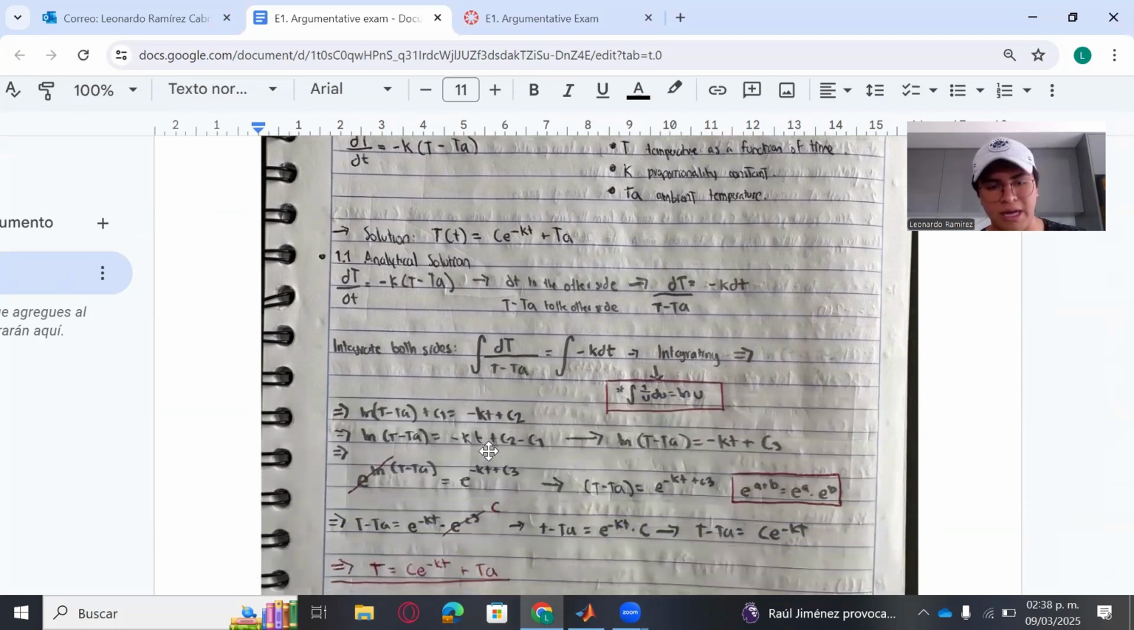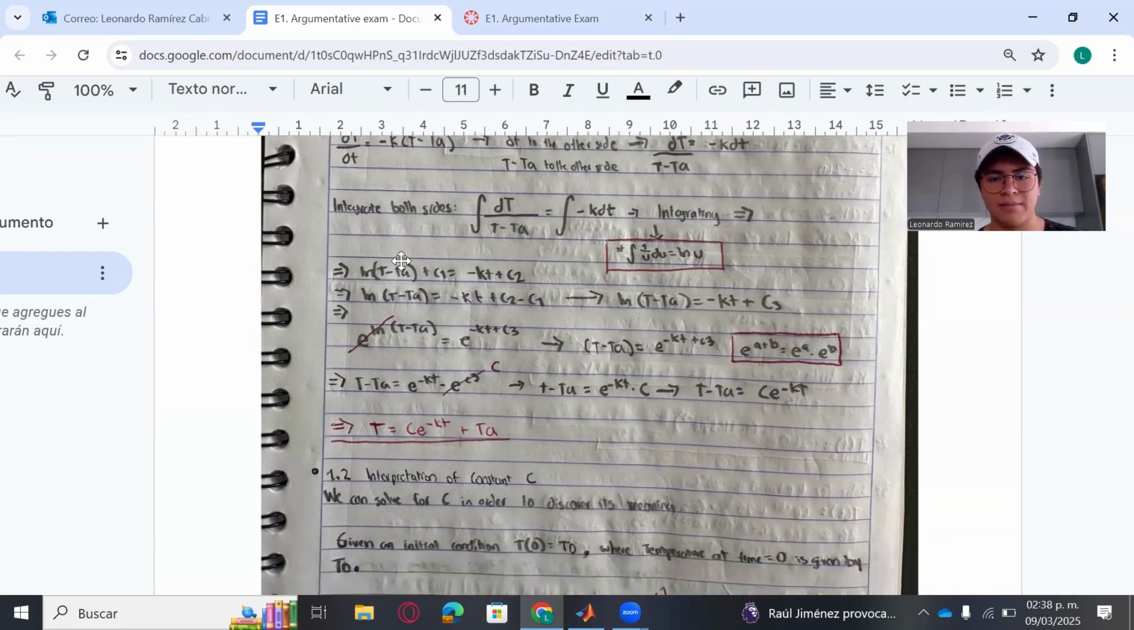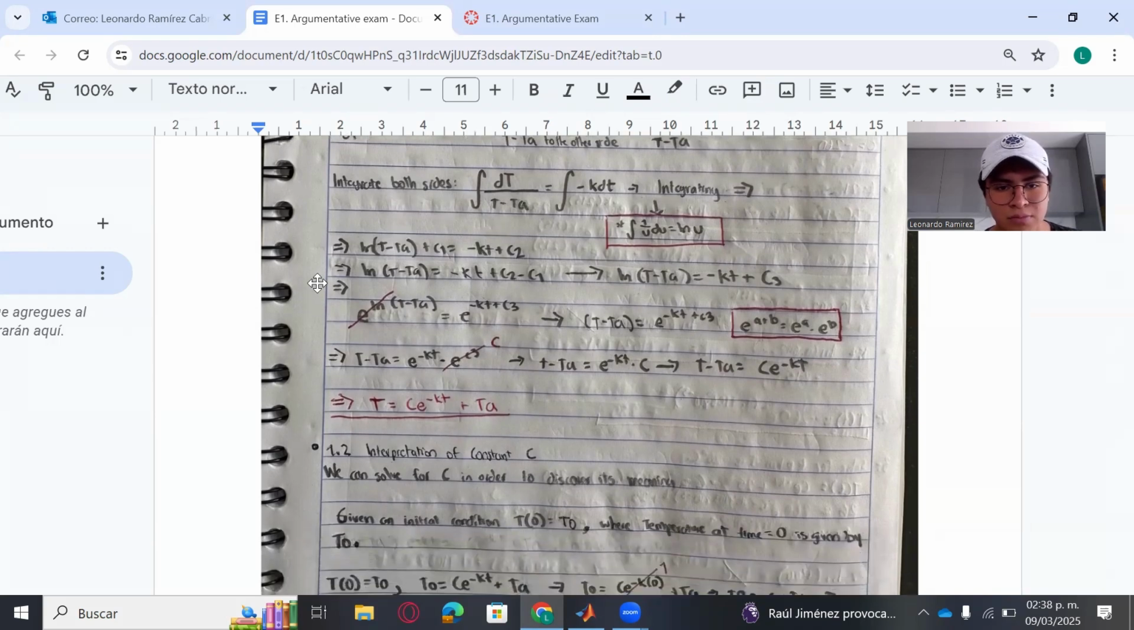So here we have the analytical solution, where we are simply integrating both sides after performing some calculations. We have one dt on one side and the other on the other. So we can keep going. We can integrate both of them. We will end up with natural logarithms, which we can cancel by using the exponential function. And we end up with this finally.